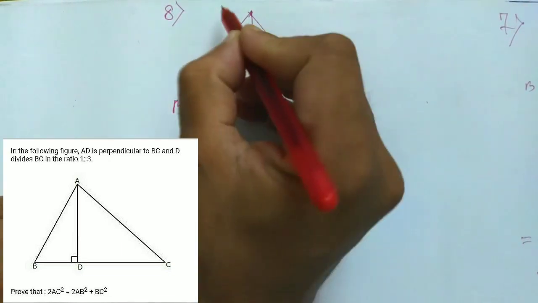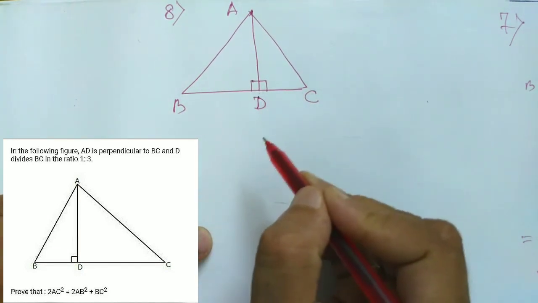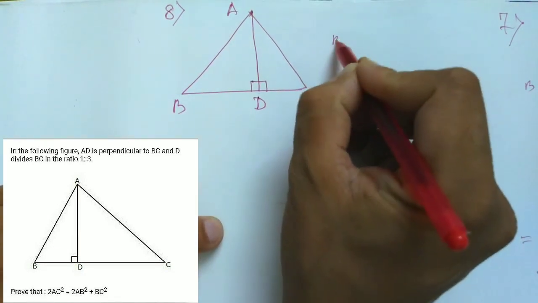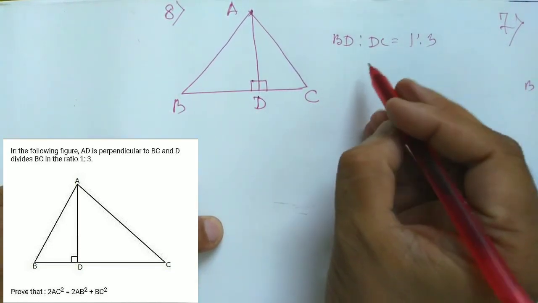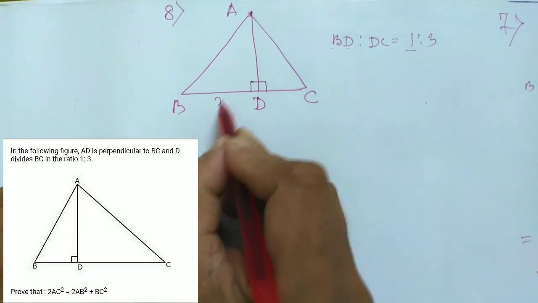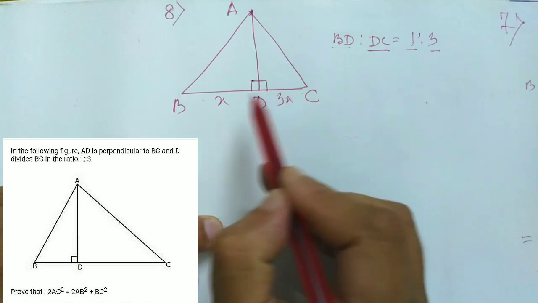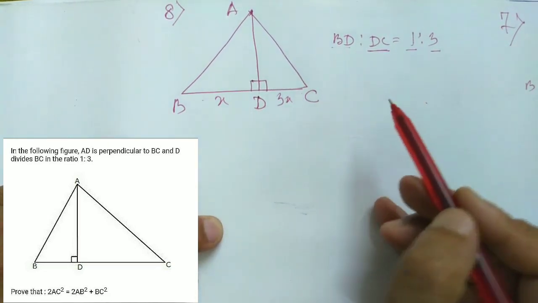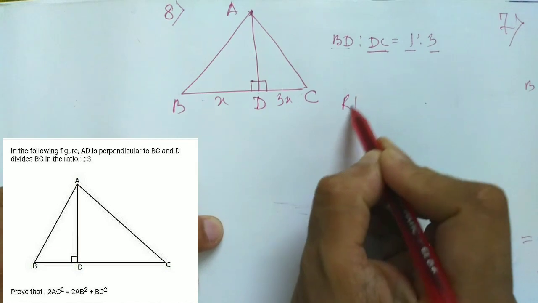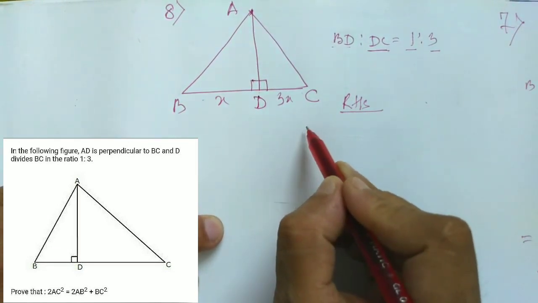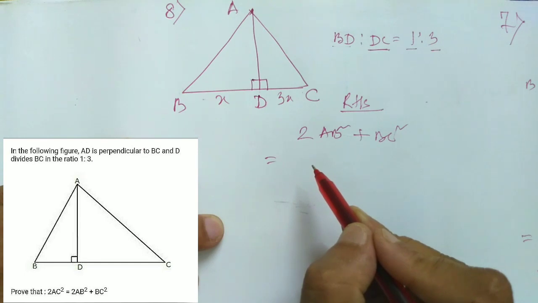Fine. Now, what is given? That D divides BC in 1:3 ratio. That means BD is to DC equal to 1:3. So let us consider BD equal to X and DC equal to 3X. Any doubt? So we are utilizing the ratio X and 3X. Now we have to show that 2AC square equal to 2AB square plus BC square. We will start with the right hand side because the right hand side is a little bigger. 2AB square plus BC square.